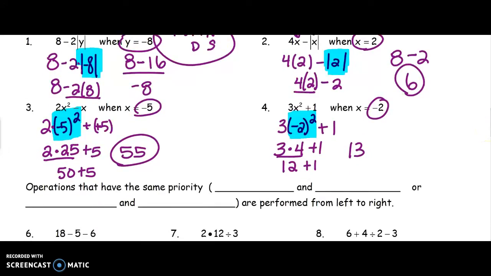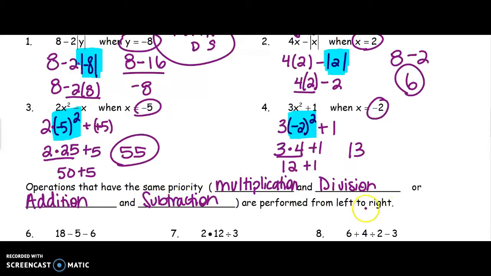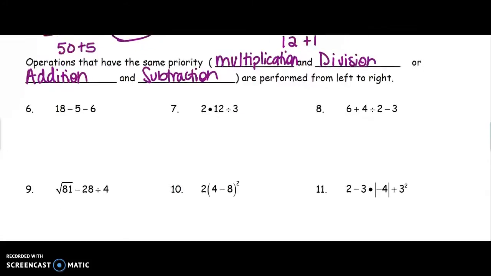Operations that have the same priority, so we would say multiplication and division, meaning they're interchangeable, or addition and subtraction, are performed from left to right. So if we have a problem that is only addition and subtraction, or only multiplication and division, then you always have to move left to right, otherwise it's going to give you the wrong answer.